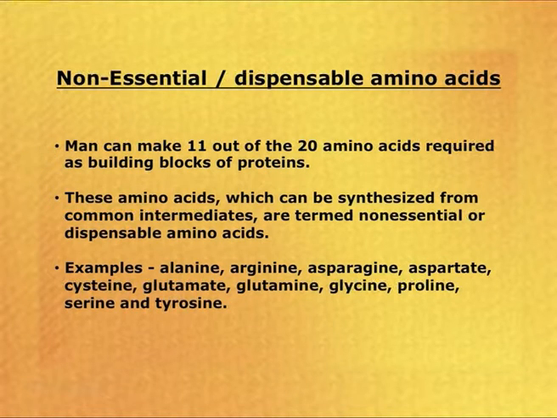Now, what are non-essential amino acids? Man can make 11 out of these 20 amino acids from very common intermediates. So these amino acids are called non-essential or nutritionally dispensable amino acids. Examples include alanine, arginine, asparagine, aspartate, cysteine, glutamate, etc.